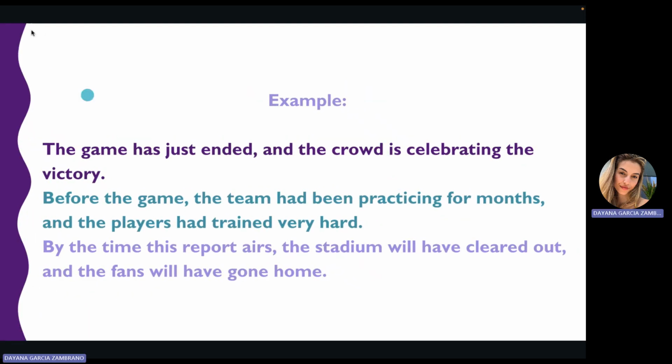There is an example so they know how to do it. The example is: the game has just ended and the crowd is celebrating the victory. That is the present perfect. Before the game, the team had been practicing for months and the players had trained every day. That is past perfect. And now we have future perfect: by the time this report airs, the stadium will have cleared out and the fans will have gone home.